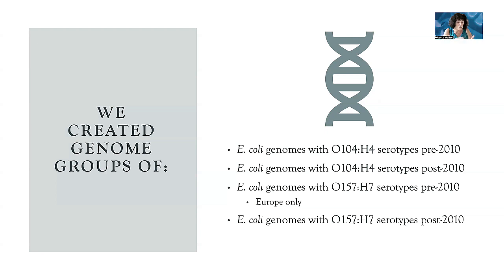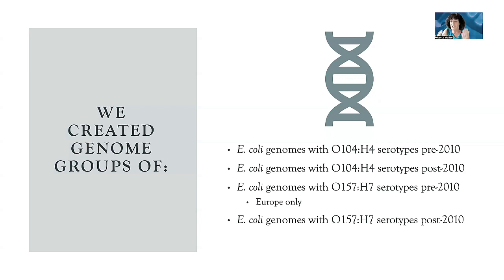So we collected genomes from what was circulating in Europe at the time, which was the O157:H7 serotype. Another indication that it was that is because it had Shiga toxin, and this serotype is often strongly associated with Shiga toxin. So we collected those genomes pre-pandemic and then another group post-pandemic. And then because serotyping had indicated that it was O104:H4, we also collected genomes that were pre-pandemic and post-pandemic.